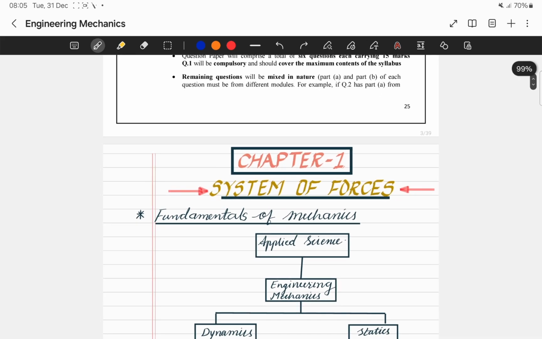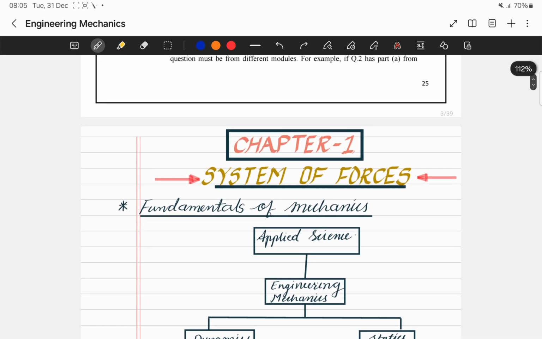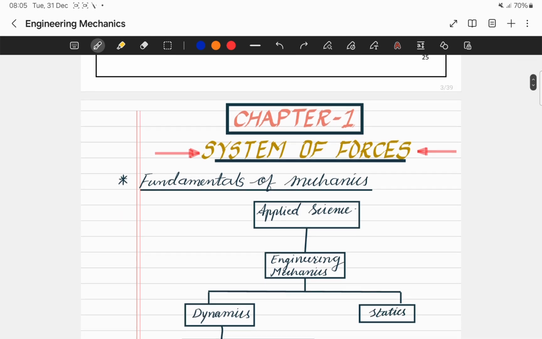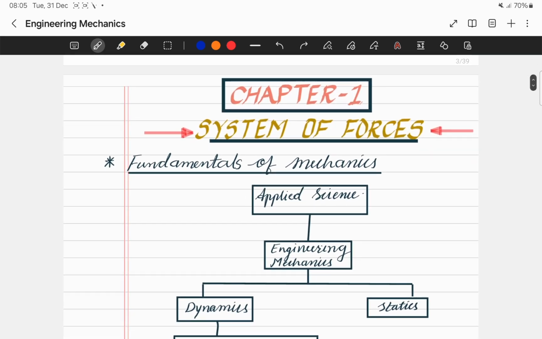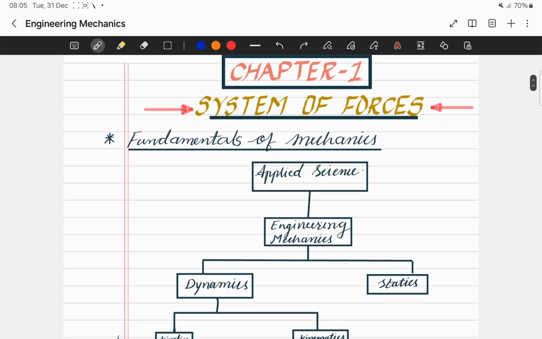We are going to start a new subject, that is engineering mechanics. So the first chapter is the system of forces. In this chapter we are going to cover the 2D force system and the three-dimensional force system, that is nothing but the space force system. So before starting this chapter, before going with the numericals, we are going to see what mechanics actually is.